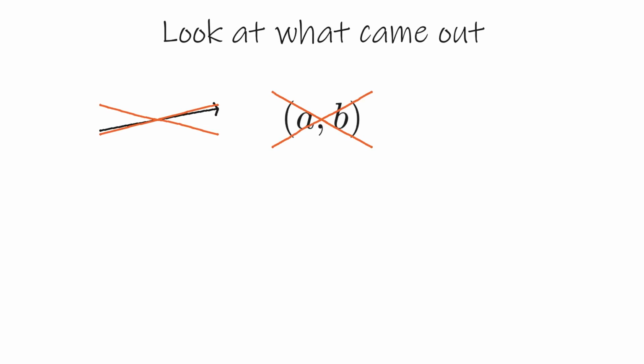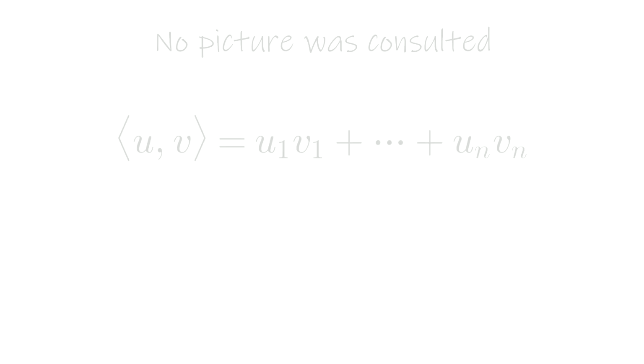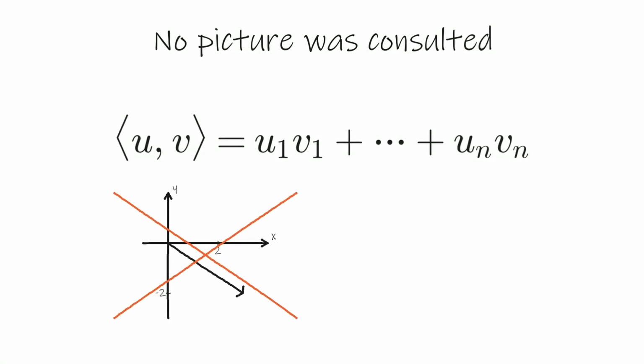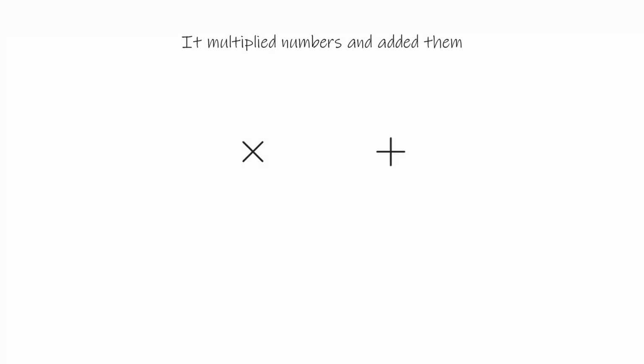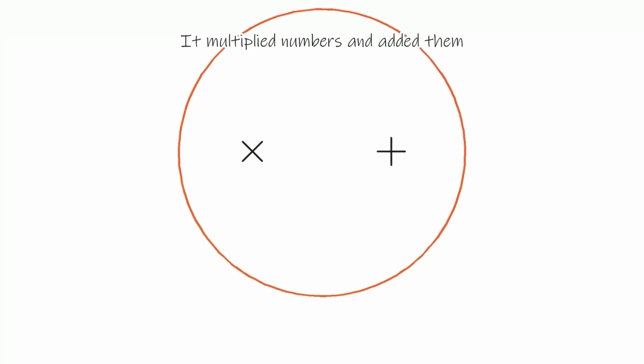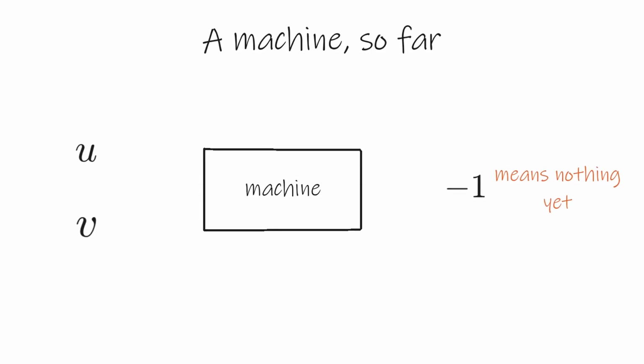Look at what came out. Not an arrow. Not a pair. A single negative number. 2 vectors went in, and 1 plain scalar came out. Nothing in that definition looked at a picture or asked which way anything pointed. It multiplied numbers and added them, the only thing this subject has ever done. So far, it's a machine that eats 2 vectors and spits out a number. No reason yet to think it means anything.